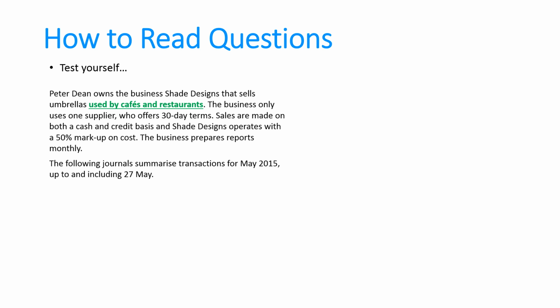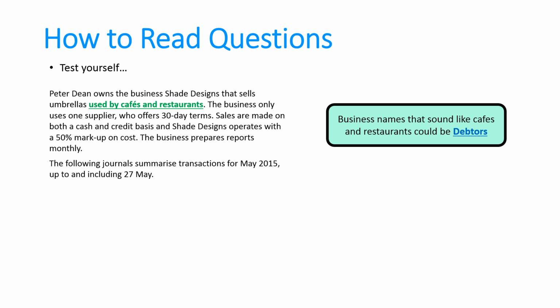Next, it says they are used by cafes and restaurants. Well, that's really important. Why? Well, that's going to be my customers. They're going to be my customers and my debtors. So any business that sounds like a cafe or a restaurant, I'm going to be able to identify that that's someone I made a sale to.